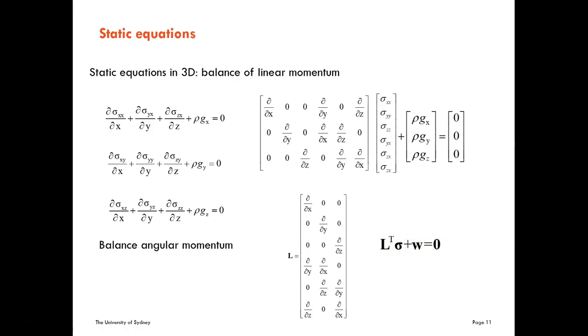The balance of angular momentum, or the balance of torques in equilibrium, is going to give you these 3 equations. So it means that you don't really need to put 9 components here, but only 6 components, because sigma xy is equal to sigma yx, sigma xz is equal to sigma zx, and so on.